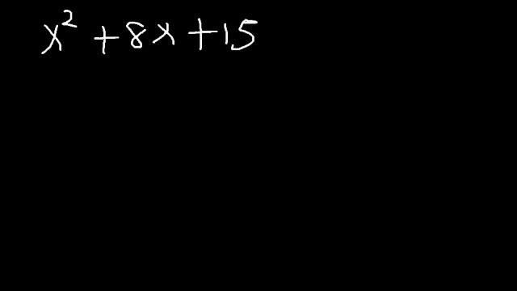So that's when you can cross multiply. So now let's move on to factoring. Let's say we have a trinomial where the leading coefficient is 1. The leading coefficient is the number in front of x squared.